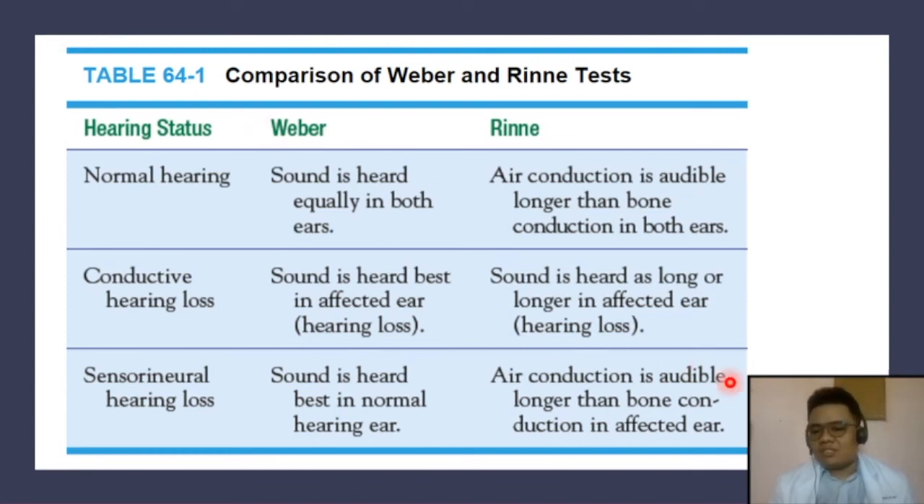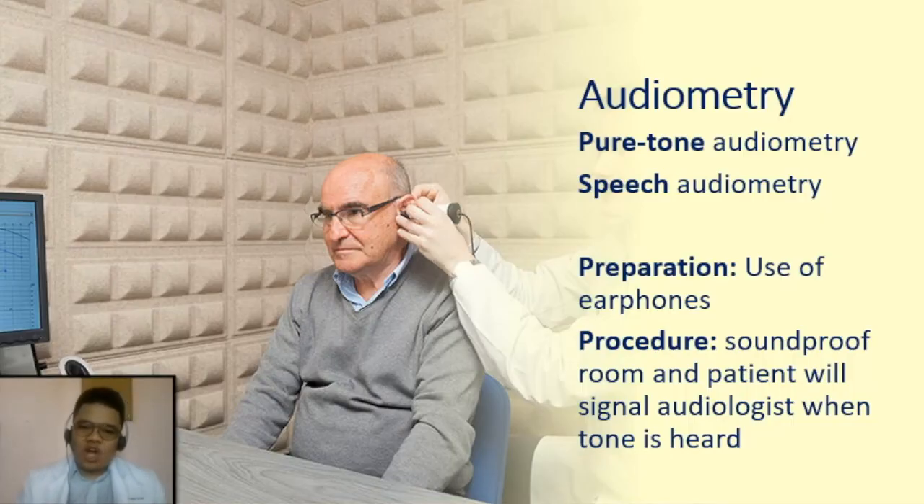So again, I mentioned earlier that this is non-specific to your sensory neural hearing loss. Okay, need to do further testing if you would want to use Rinne test for sensory neural hearing loss. Now, audiometry. There are two kinds of audiometry. You have your pure tone audiometry and then your speech audiometry.